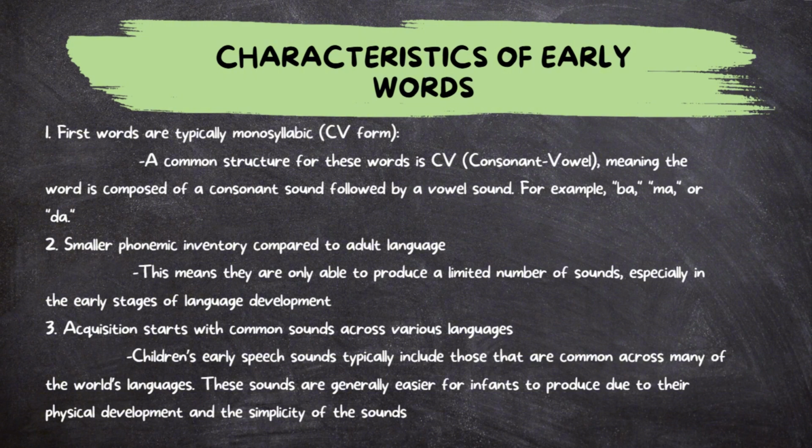the m sound in mama is produced by closing the lips, a simple movement that young infants can control. As the children's articulatory skills improve and they hear more complex sounds in their environment, their phonemic inventory expands to include less common sounds that are specific to their native language.